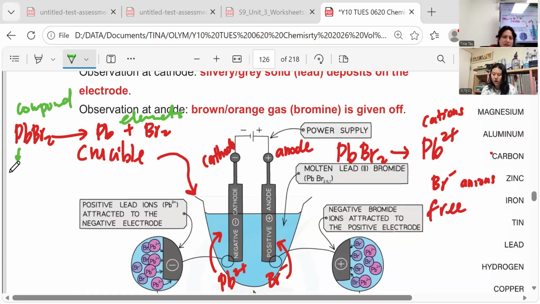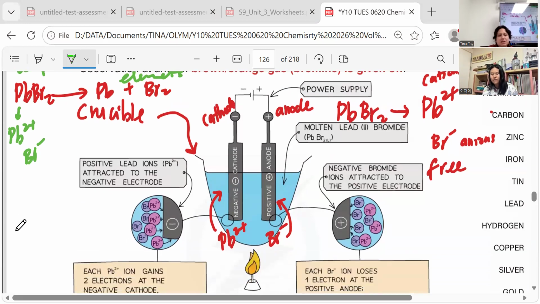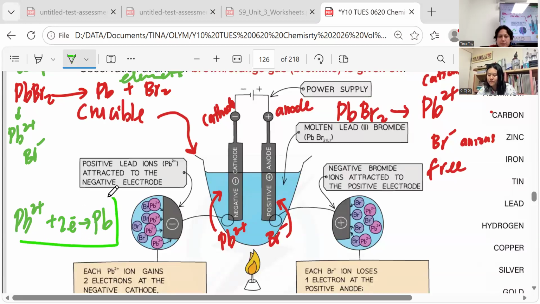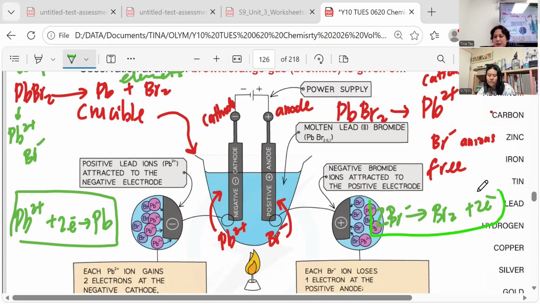And in this compound, you must understand it is Pb2+ and Br-. So Pb2+, in order to change back to element, must receive 2 electrons to become Pb. Bromide has to release electrons to become bromine again. So now, is it back to normal, back to original? Yes.